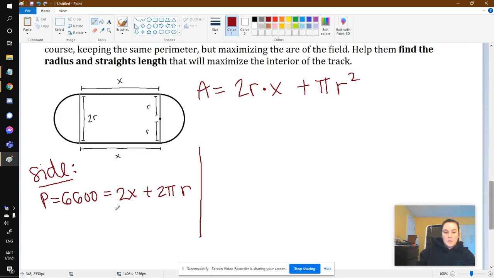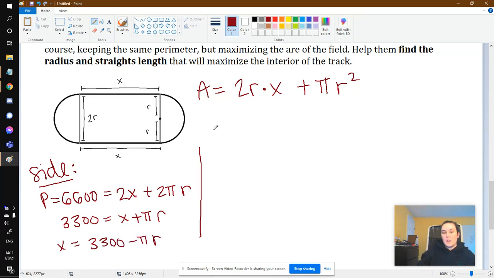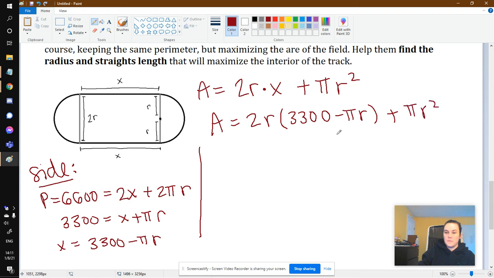And then I'm going to divide both sides by 2. And then I'll solve for r. No, I'll solve for x. Right, I subtracted the pi r to get x by itself. And now, when I rewrite my area equation, every time I see x, I will instead write 3300 minus pi r. And now I'm just going to keep simplifying this.